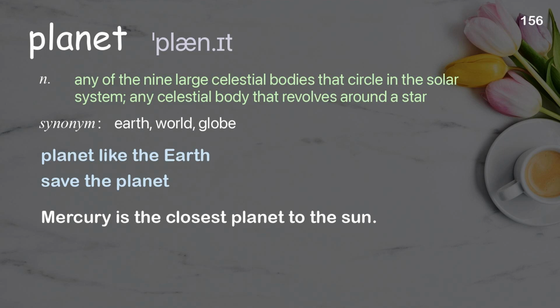Planet like the Earth. Save the planet. Mercury is the closest planet to the Sun.